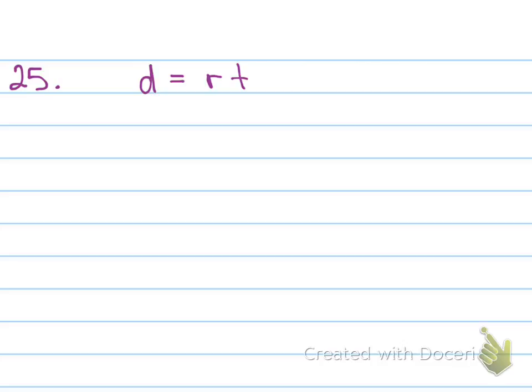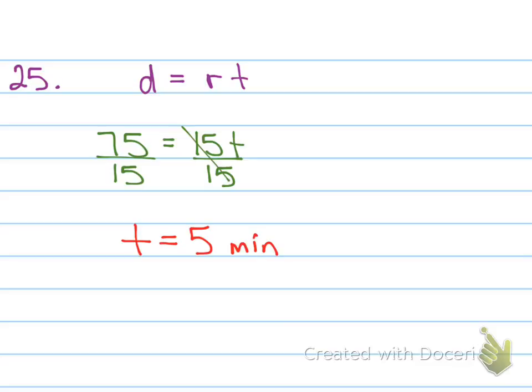What do I plug in for D? 75 feet. That's the total distance I'm trying to drill. What's my rate? 15 feet. What do I divide both sides by? 5. T equals 5. Who got it right? Raise your hand. Oh, you should not look so surprised. You're confident, not surprised that you got it right.